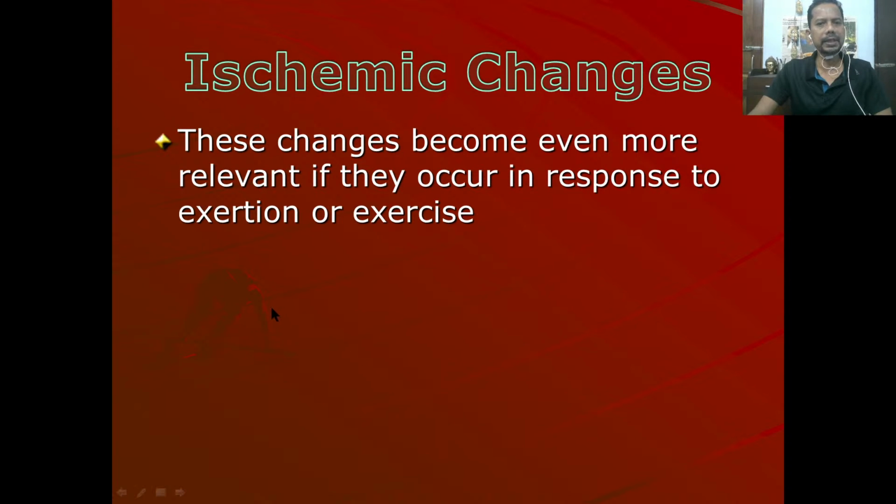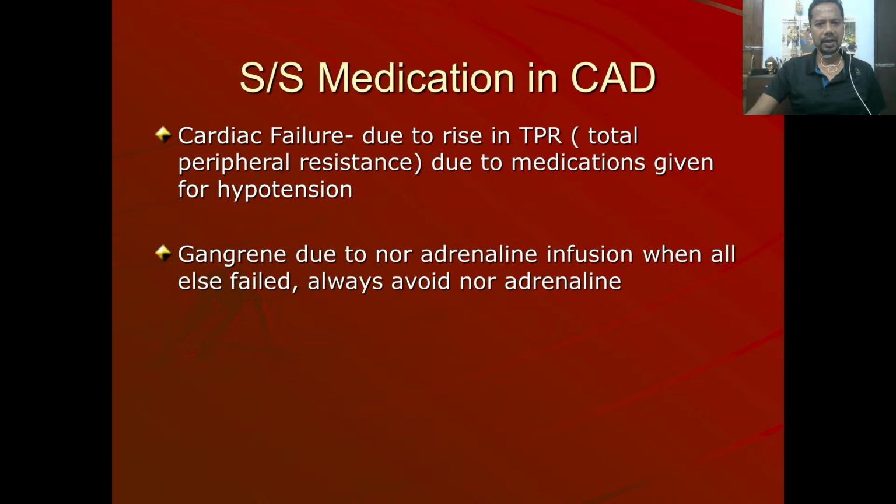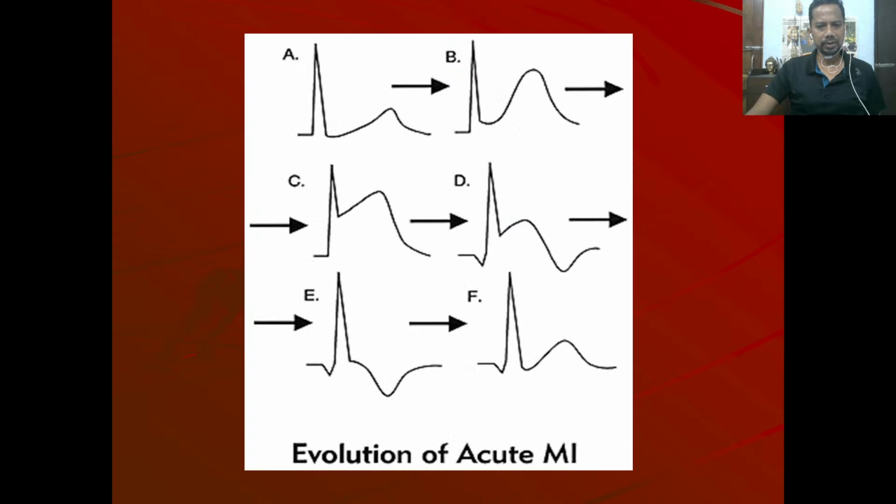And especially when these ischemic changes occur in association with exercise or exertion or a lot of emotional stress, they become very significant because they are the triggers for MI or some cardiac ischemia. So we have discussed these, these, and these. So this is what you will see in MI.